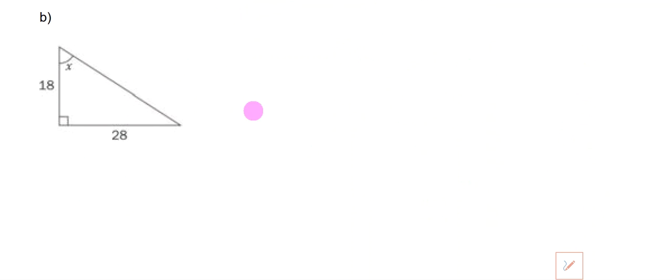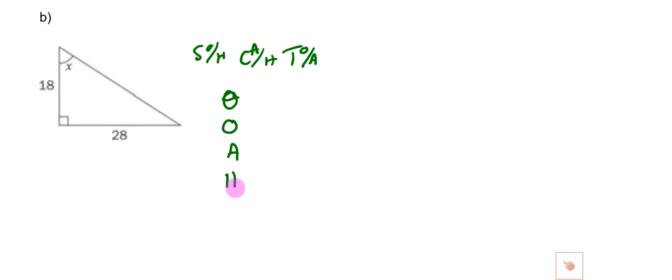B. Go through the same process. SOHCAHTOA does start getting a bit like, do I really need to? But you do. Make mistakes, don't make mistakes. Theta is x. I haven't said highlight the angle. The one that you highlight must be the adjacent side. X, this is the hypotenuse.